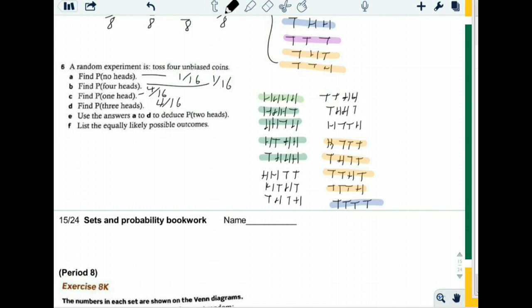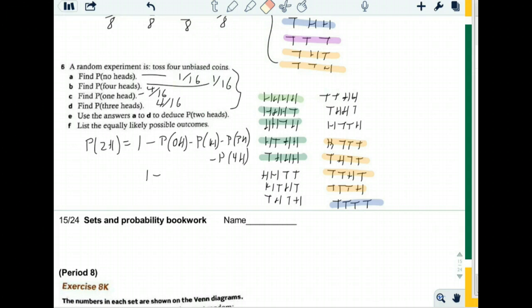Use the answers A to D to deduce the probability of 2 heads. Well, the probability of 2 heads would be 1 minus all the other possibilities, which would be the probability of 0 heads, 1 head, 3 heads, and 4 heads. So if you add all those up, you would have 1 minus, it would be 4 plus 4, 8, 9, 10. It would be 1 minus 10/16, so that would be 6/16. Okay, and let's check to see if that's right. We'll do it in light green. So 2 heads, 2 heads, 2 heads, 2 heads, 2 heads, 2 heads, and that's 6. So that was right.